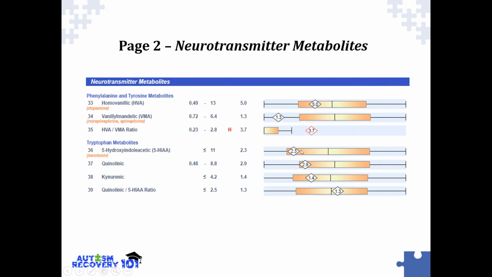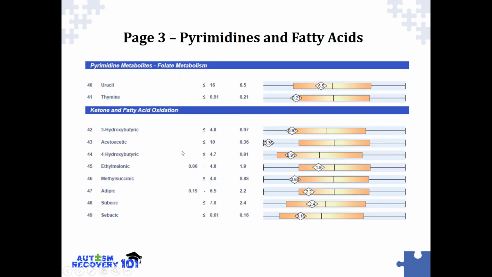Serotonin, this marker right here we'll touch on shortly, is most commonly low to low normal in honestly most everybody that's tested. On page 3 is pyrimidines and fatty acids. This first section is linked to the methylation cycle, which we'll get more into later in the course. The one that shows up most commonly when it is elevated is uracil.